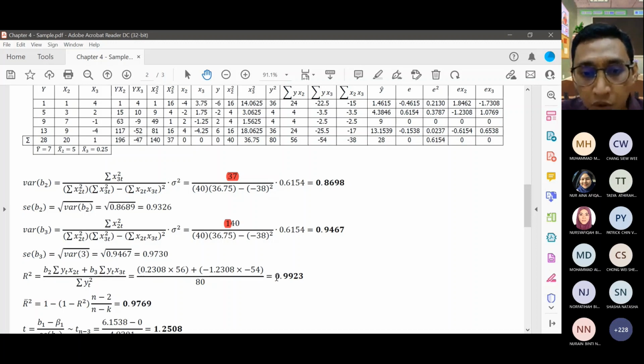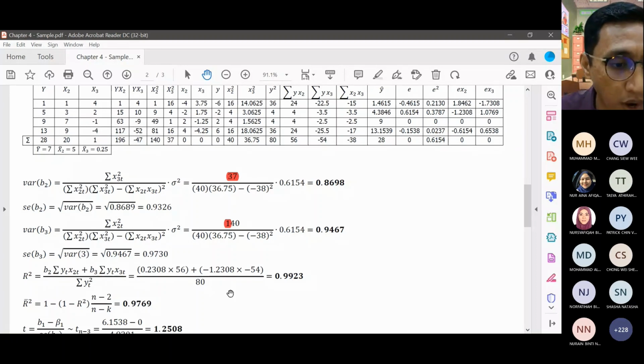All right, we have 0.9923. So this is R squared, and as I said before, in a multiple regression, adding an additional explanatory variable may influence the value of R squared. We can determine the adjusted R squared, because the adjusted R squared takes into account the number of explanatory variables that we have.